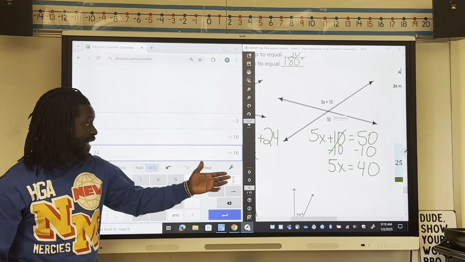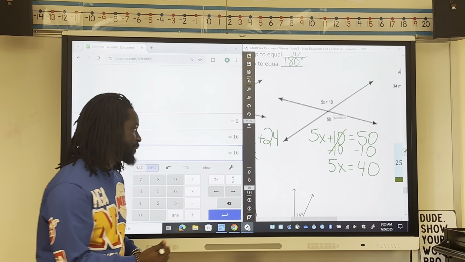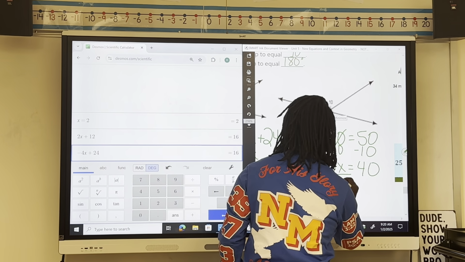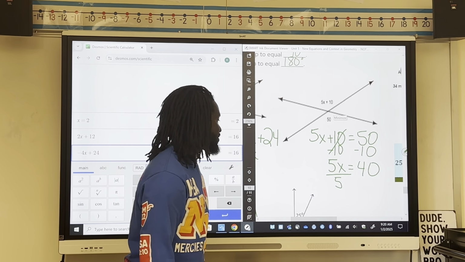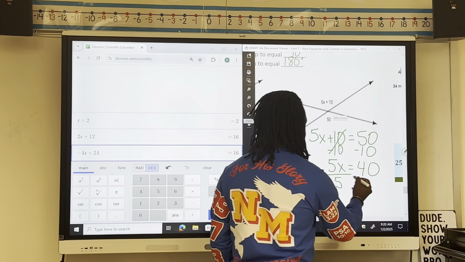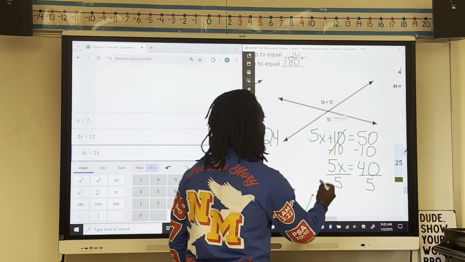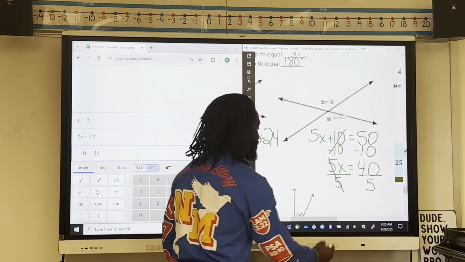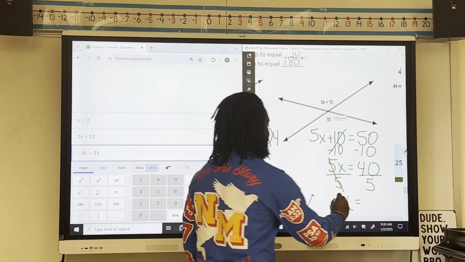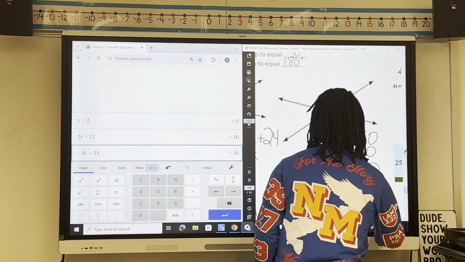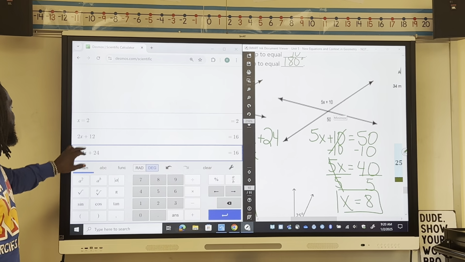All right, and so now I am going to get the x by itself by doing the inverse operation. So I'm going to divide by 5 because that is 5x, and that's 5 times x. So the inverse of that would be division, divide by 5. Whatever I do to one side, I also must do to the other side. The 5's are going to cancel there, leaving me with x equals 40 divided by 5, and that gives me 8.